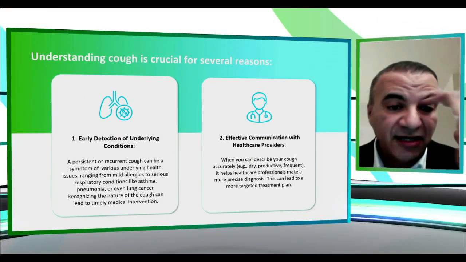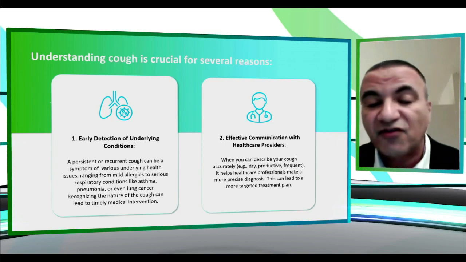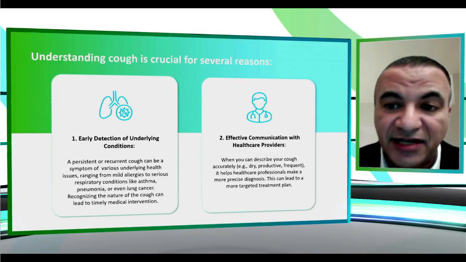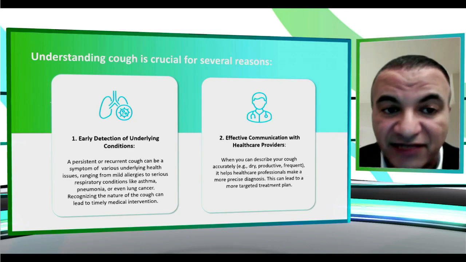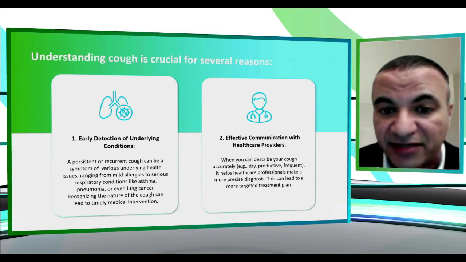Number one, recurrent or persistent cough can be a symptom of various underlying health issues. From mild things like common cold and allergies, to serious situations like asthma, pneumonia, even lung cancer. So it could be a mild symptom, at the same time it could be the tip of the iceberg. That's why it's very crucial and important, and usually we should be alarmed by it.